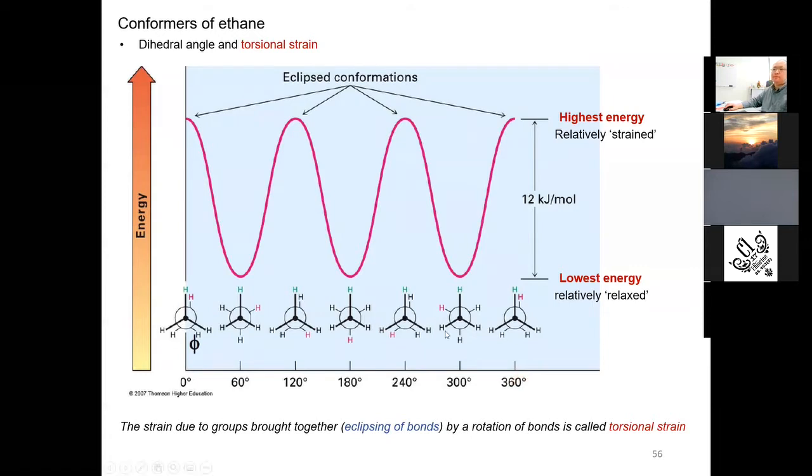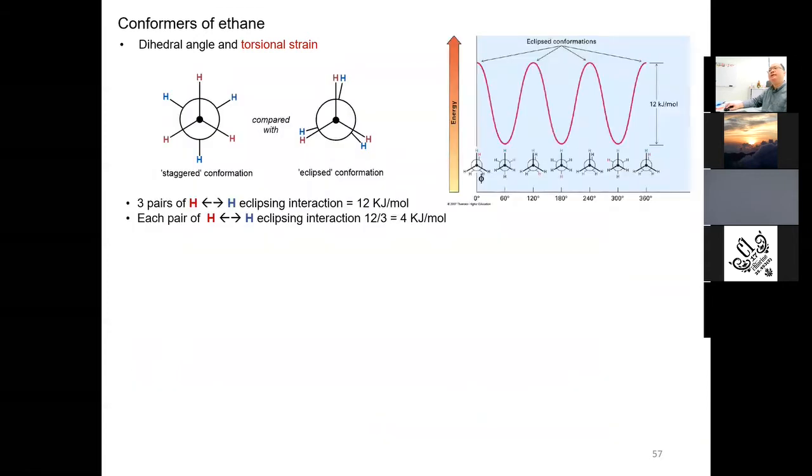Okay. So if you do a simple calculation, you see the highest energy level has 3 pairs of hydrogens eclipsing each other. So you can see we write here 3 pairs of hydrogen eclipsing interaction, which results in a 12 kilojoules per mole higher energy than the relaxed one, where we set it as 0.